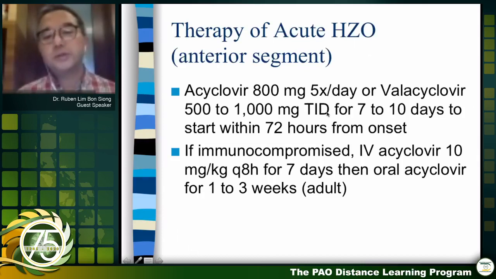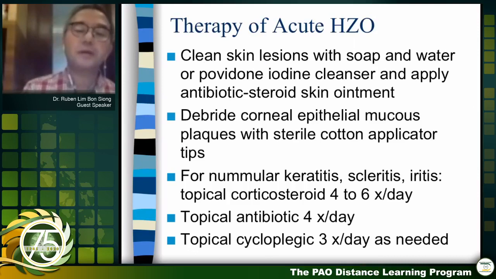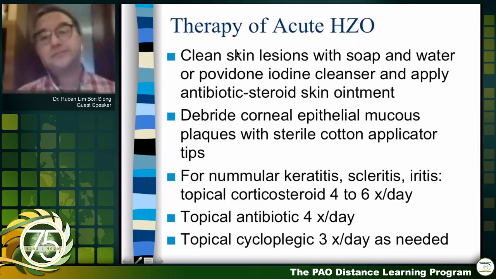It should be started within 72 hours from onset. This is a mainstay. You have to start this early to prevent the neuralgia, because the problem later on is the neuralgia. So antiviral treatment is very important. Clean the lesions with soap and water, or just povidone iodine cleanser. Then apply antibiotic steroid skin ointment on the skin lesions.